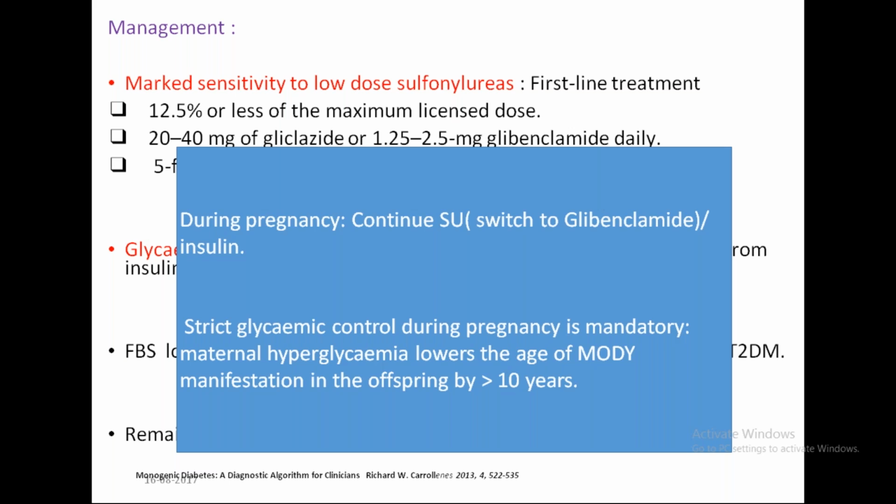During pregnancy, you give the sulfonylurea which is the safest in pregnancy. It is glyburide or glibenclamide. That is the one which can be given in pregnancy. The rest are contraindicated during pregnancy. Strict glycemic control during pregnancy is mandatory. Maternal hyperglycemia lowers the age of MODY manifestations in the offspring by more than 10 years.